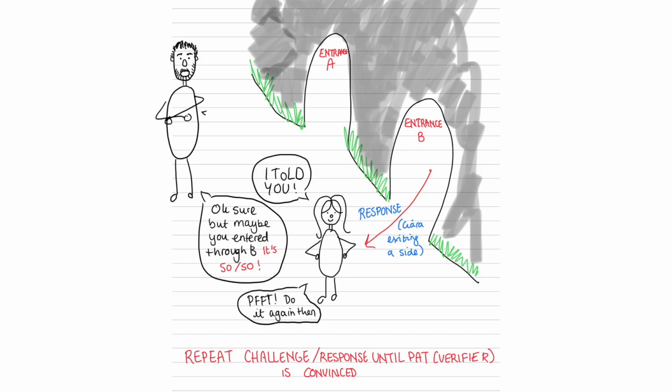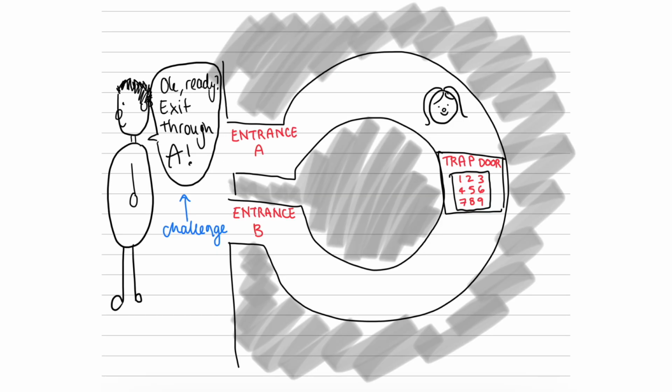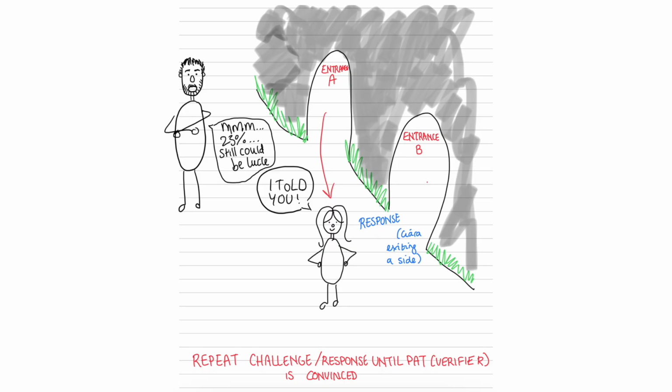Patrick is not convinced. He says, "How do I know you didn't just enter through entrance B and exit through entrance B?" And Ciara says, "I guess it's a 50-50 chance. We'll have to repeat this a number of times until you are fully convinced that I do in fact know the combination code." So Patrick turns around again. Ciara enters the cave. He turns back around to see that she has in fact entered the cave. And he says, "Exit through entrance A, please." And then she exits through entrance A. He's still not convinced because there's a 25% chance that she just went through the right side both times. So they repeat this again and again and again.